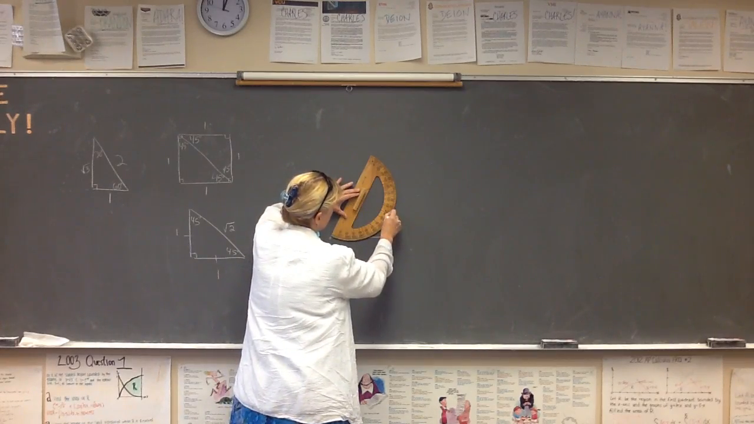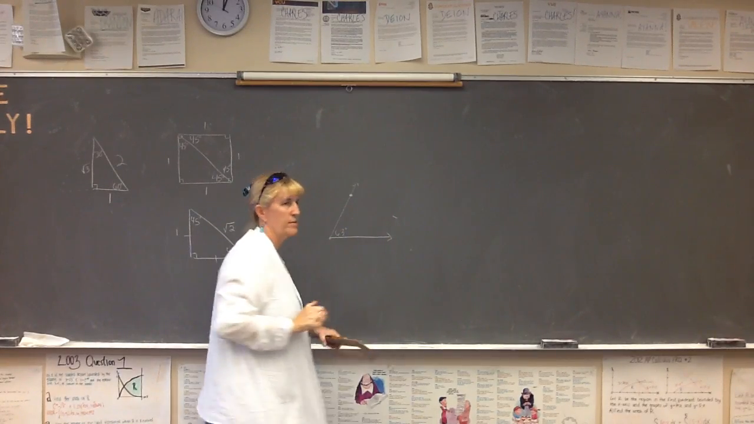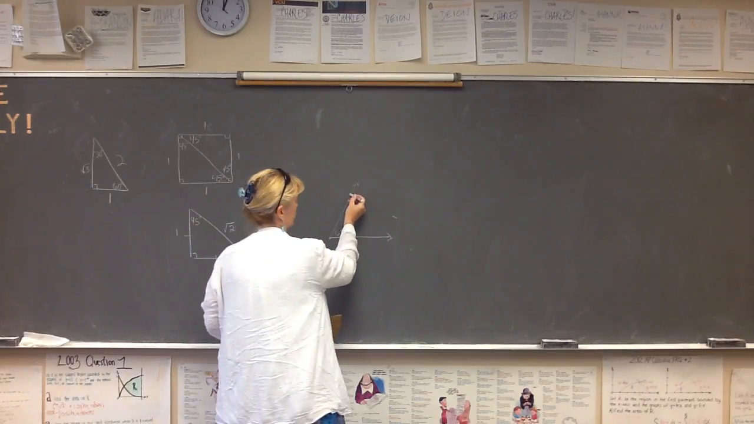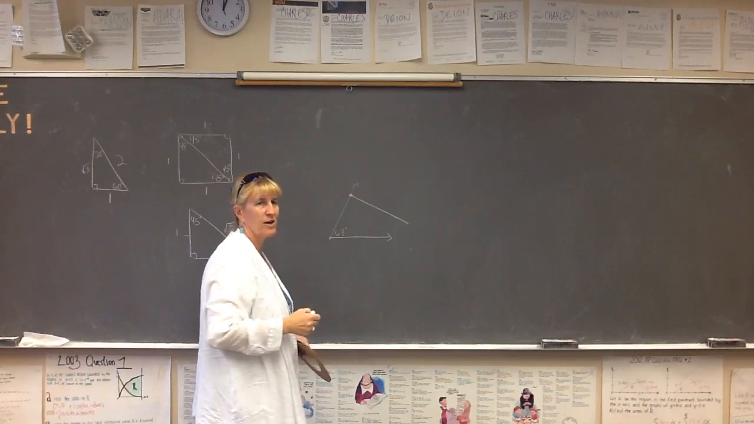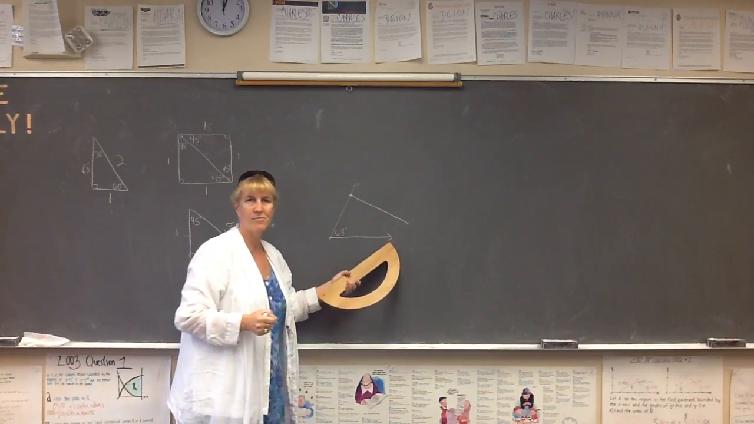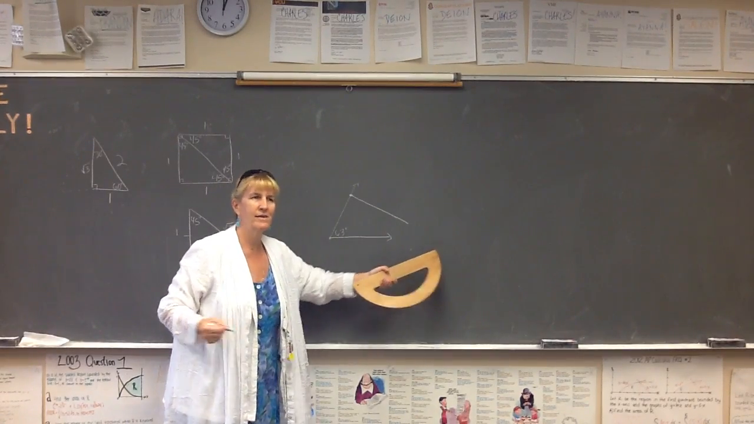Here's my 90 mark. Okay, this time I'm just going to freehand it. I'm going to go from here down, and obviously I'm not forming a triangle yet, so remember I said this can keep going? I need to keep going until I get that side.